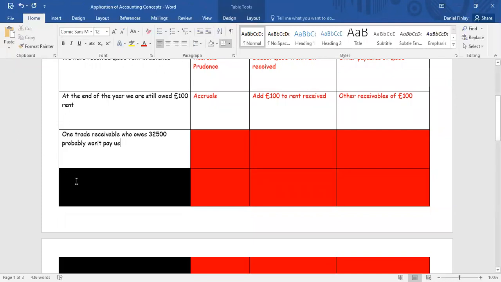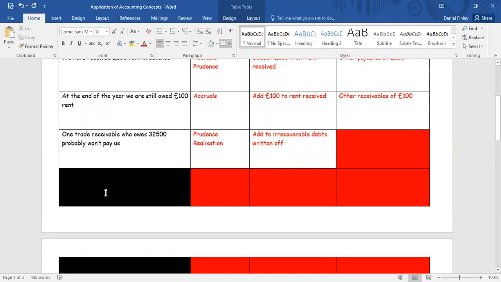One trade receivable who owes 32,500 probably won't pay us. So that means that debt should be written off. So again, it's prudence, but it's also realization, because if we don't write it off, that 32,500 will always be on my trade receivables. So my assets will be overstated, because I'm never going to get that 32,500. So I need to write it off. So on the income statement, I need to put it as an expense, irrecoverable debts written off. And on my statement of financial position, I need to subtract the 32,500 from the trade receivables.